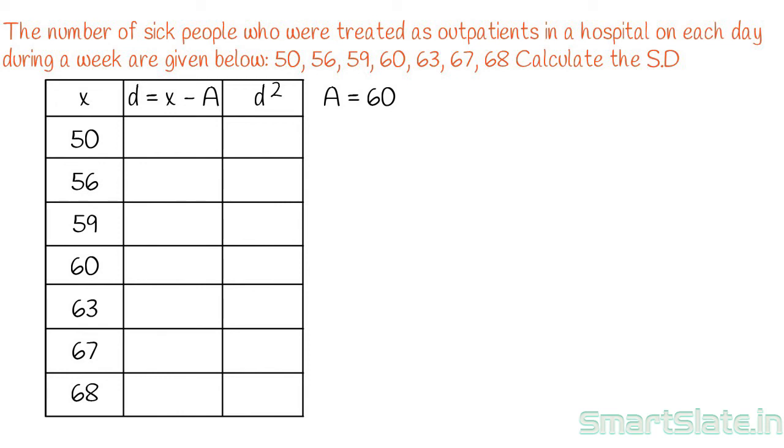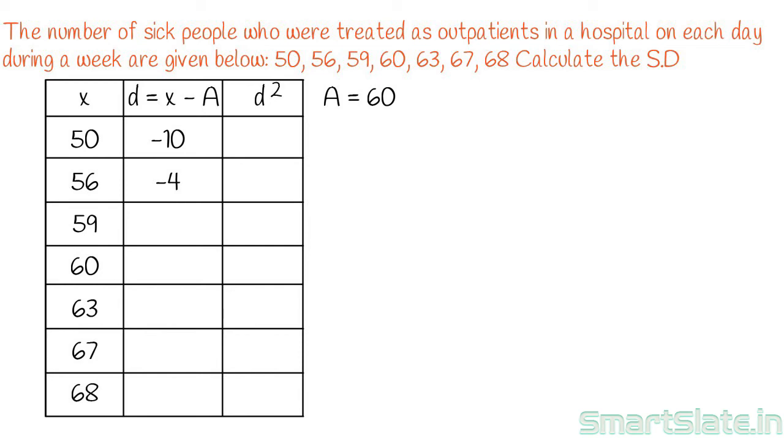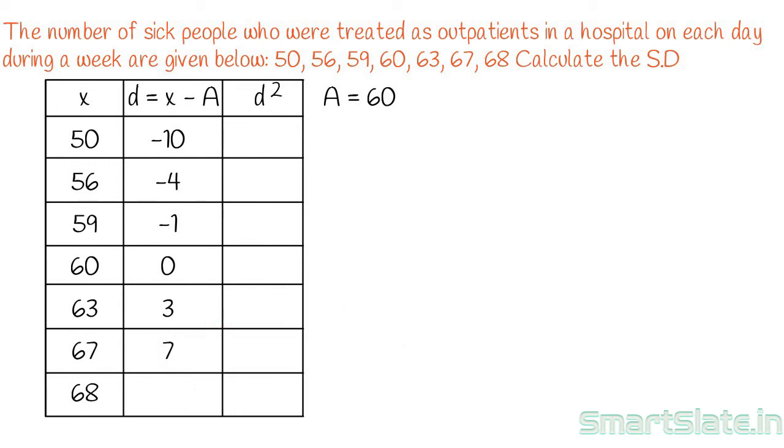For the first score it is minus 10 because 50 minus 60 is minus 10. 56 minus 60 is minus 4. 59 minus 60 is minus 1. 60 minus 60 is 0. 63 minus 60 is 3. 67 minus 60 is 7. 68 minus 60 is 8. Now we have the list of deviations from the assumed mean.